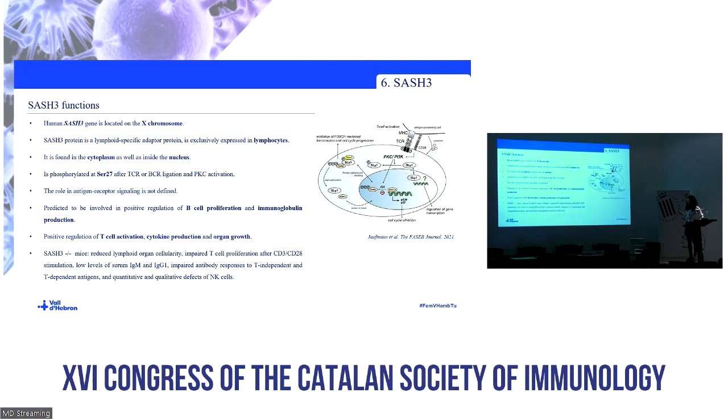And SASH3 knockout mice are characterized by reduced lymphoid organ cellularity, impaired T-cell proliferation, low IgG1 and IgM, impaired antibody response, and qualitative and quantitative defects in NK cells.